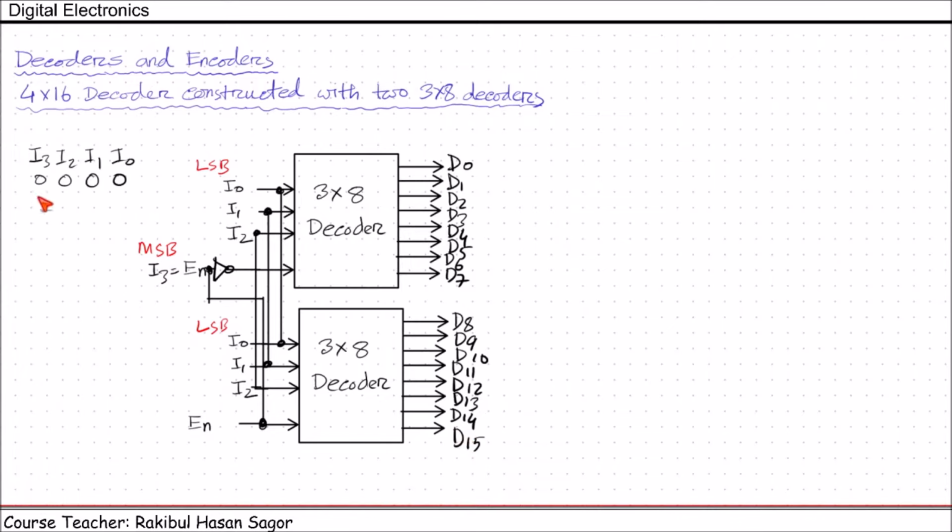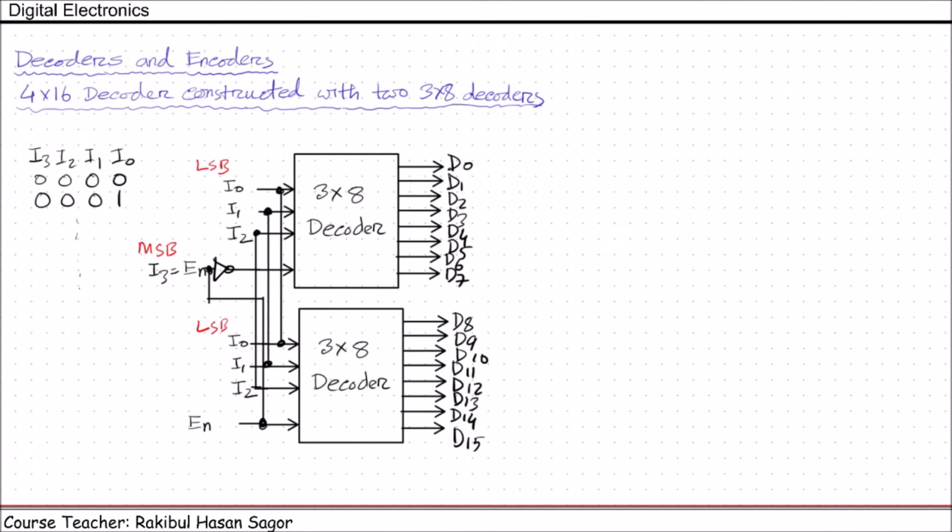Now if we provide 0, 0, 0, 1, what will happen? As I3 equals 0, this is still deactivated. So we are giving 0, 0, 1 to both the inputs, but as it is deactivated, all the outputs will be 0. Only D1 will be activated. That means D1 will be high, others will be low.